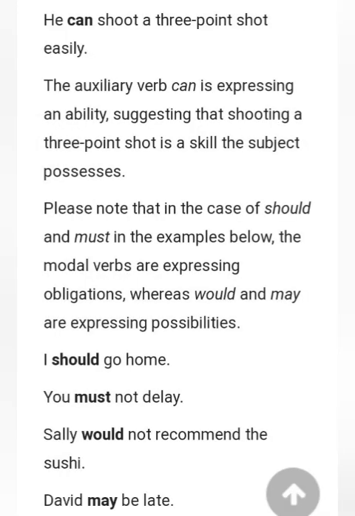He can shoot a three-point shot easily. The auxiliary verb can is expressing an ability, suggesting that shooting a three-point shot is a skill the subject possesses. Please note that in the case of should and must in the examples below, the modal verbs are expressing obligations, whereas would and may are expressing possibilities. I should go home. You must not delay. Sally would not recommend the sushi. David may be late.